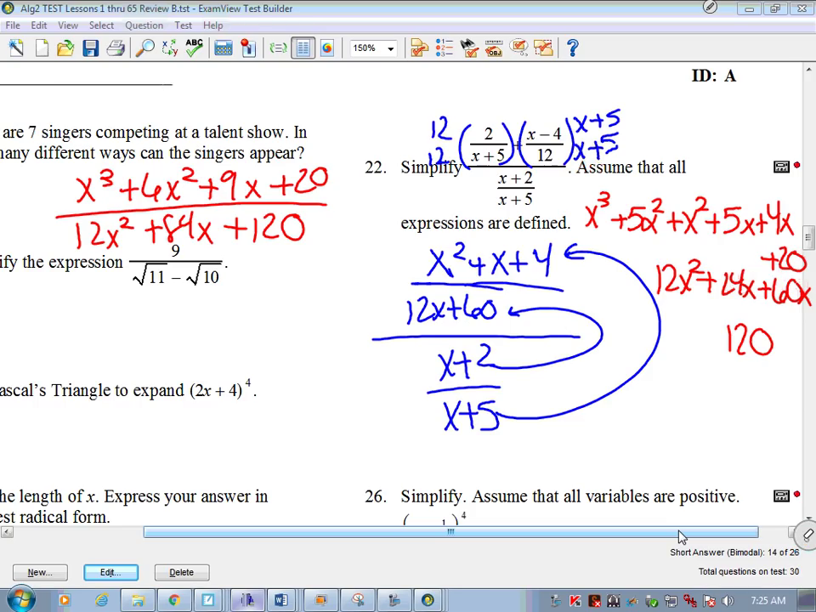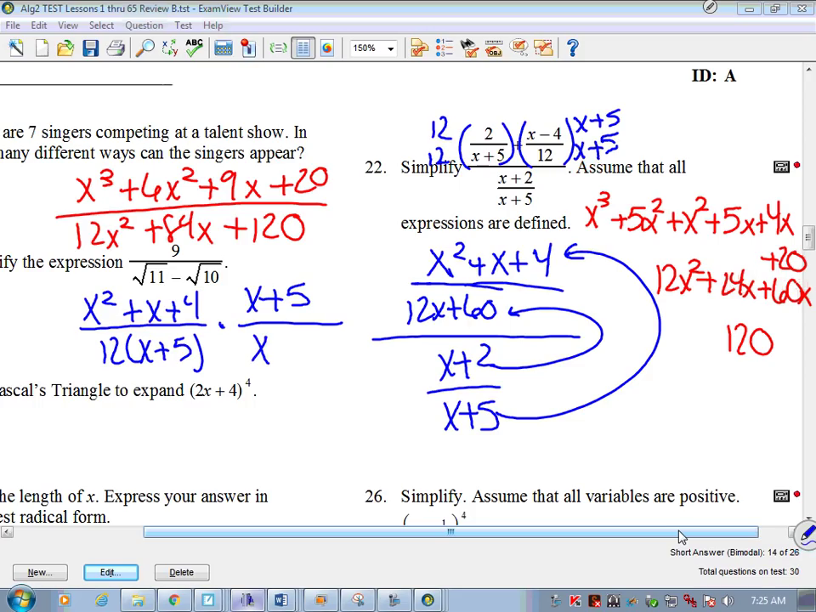We're going to take a step back here. I'm sorry if you wrote a whole bunch of this down, but I'm going to take this as x squared plus x plus 4 over, we're going to call, 12 times x plus 5 times the reciprocal x plus 5 over x plus 2. Now one thing that will happen here is we'll notice that this x plus 5 can cancel out. So we can actually get left with x squared plus x plus 4 over 12 times x plus 2.